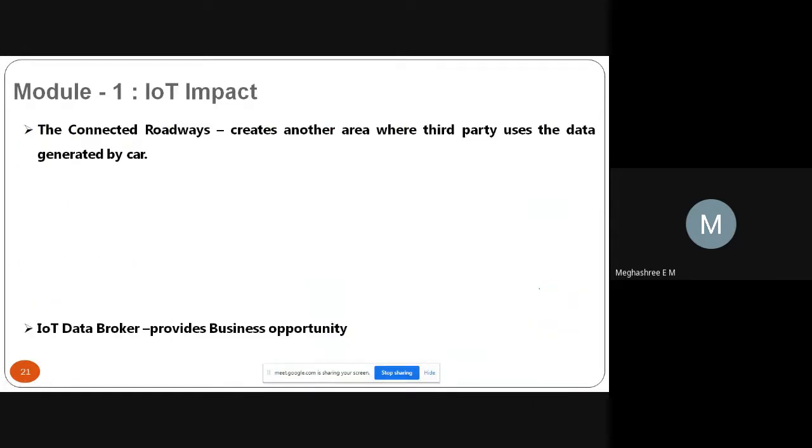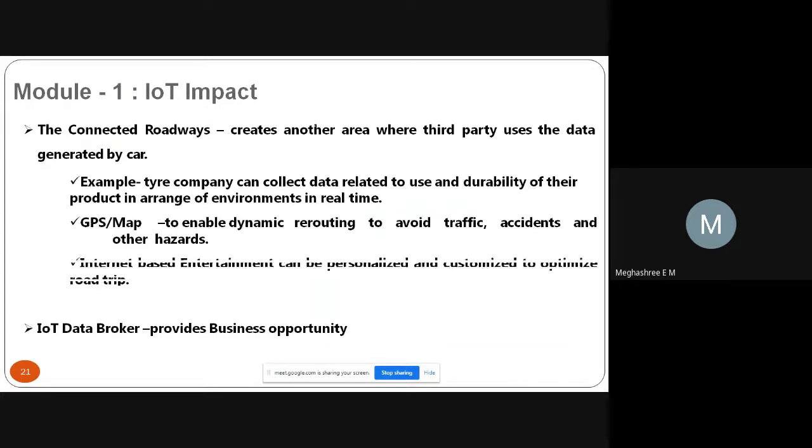Now, once the data is generated, for all the applications, we will see that with respect to the tire, data will be generated. With respect to GPS or the map, the data will be generated.